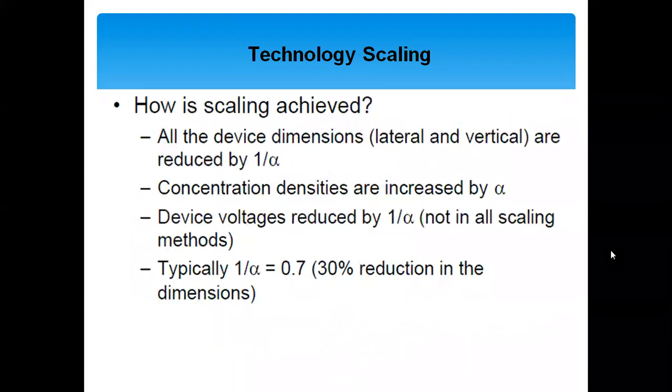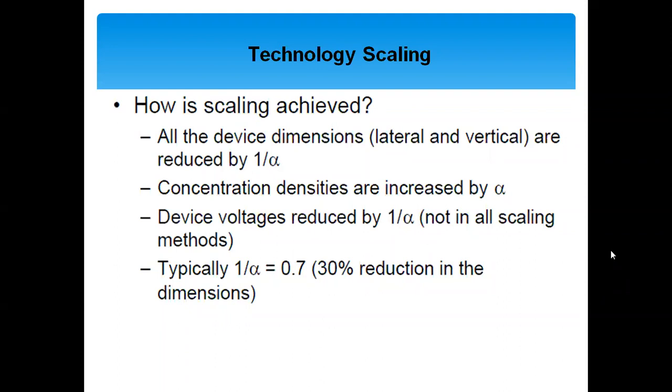Now, how is it achieved? We have now seen the objectives of technology scaling. First, why should we go for technology scaling? There are three main objectives: to increase the transistor density, to reduce the gate delay, and to reduce the power consumption. So how do we achieve these three objectives?